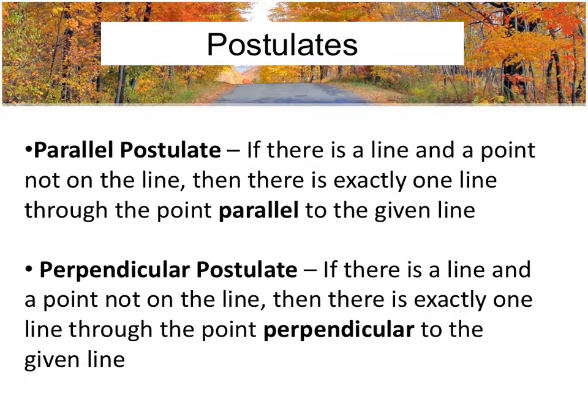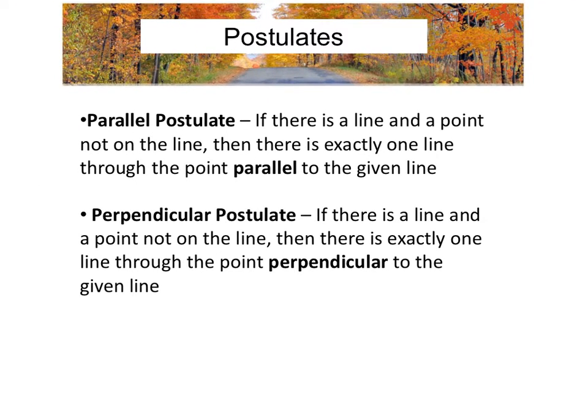All right, postulates, here we go. We have the parallel postulate and the perpendicular postulate. So if there is a line and a point not on the line, then there is exactly one line through the point parallel to the given line. The perpendicular postulate states if there is a line and a point not on the line, then there is exactly one line through the point perpendicular to the given line.